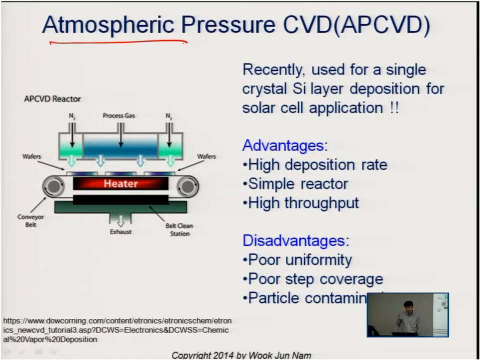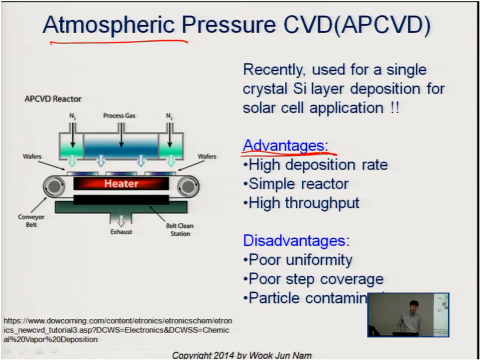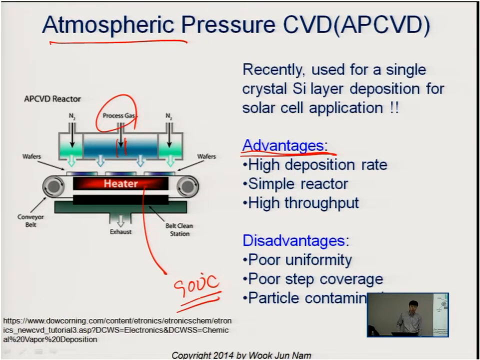Atmospheric pressure CVD is the simplest type of reactor. It does not need any vacuum pumps. In atmosphere, you just flow the reaction gas and heat up the chamber to a very high temperature. Depending on the film you are growing, the temperature can be different, but it normally uses close to 1000 degrees Celsius.